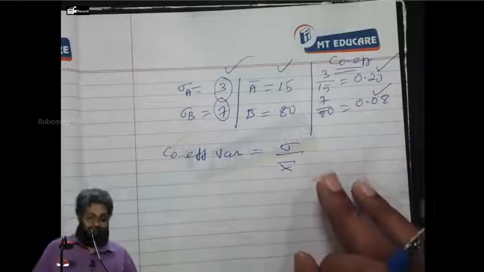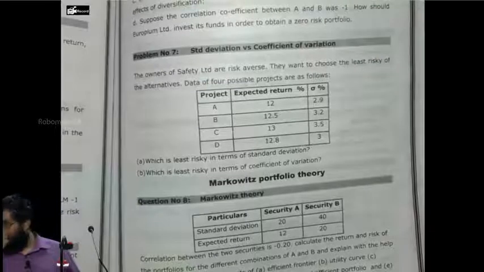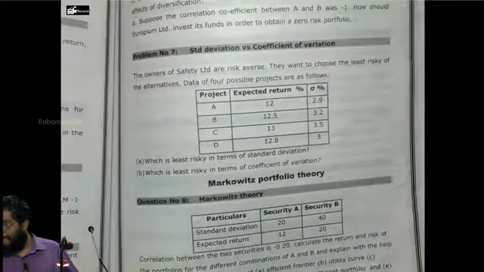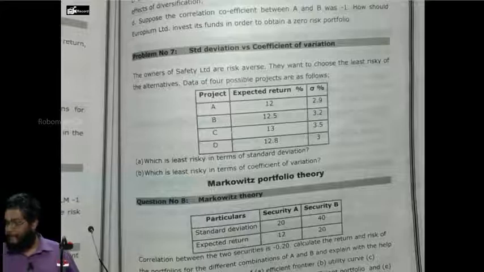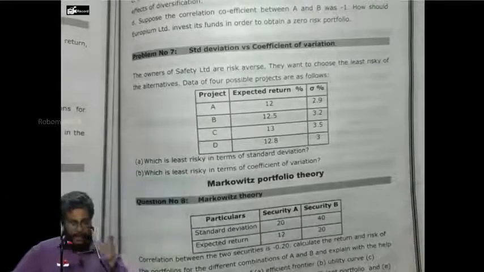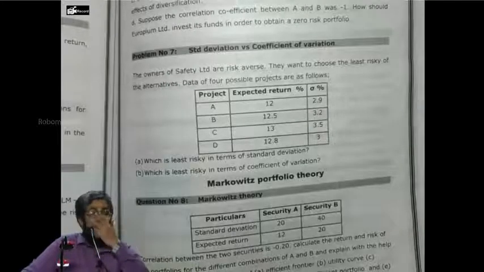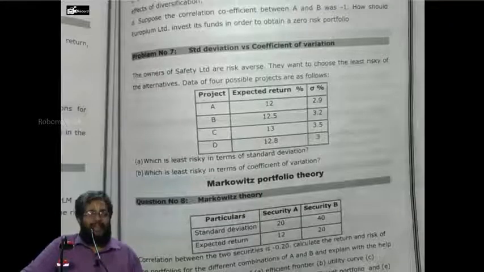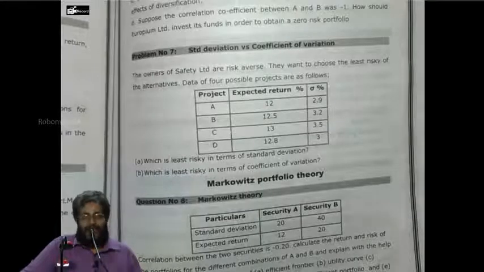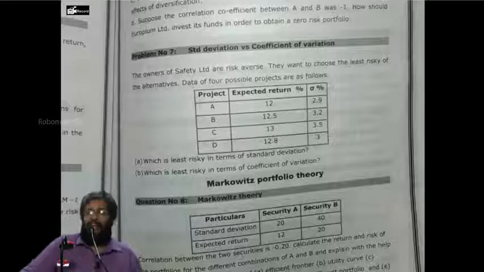Now, let's take question number 7. The owners of Safety Limited are risk averse. Just to test your memory, can you categorize the 3 types of investors? Yes, sir. But tell me the names. Risk takers, risk neutral, and risk averse person.